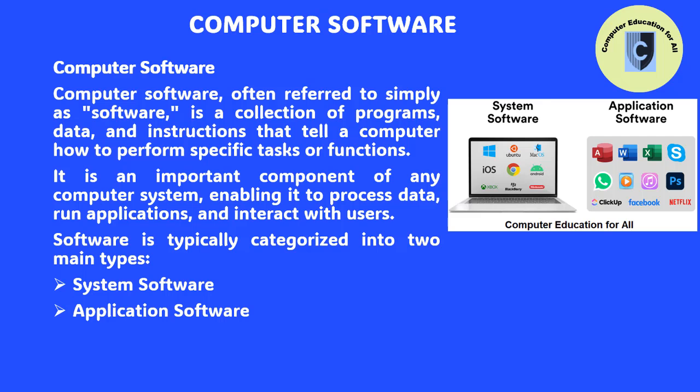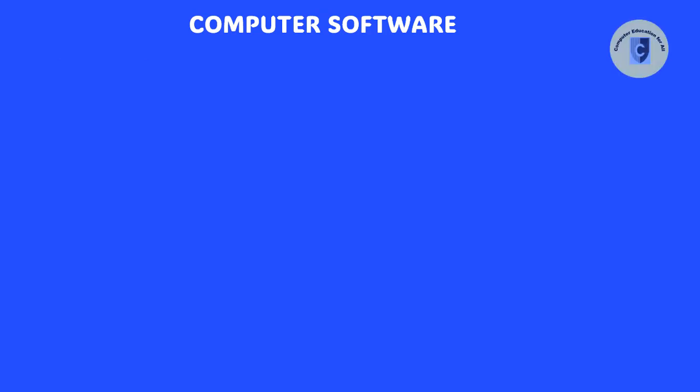Computer software can be classified into the following types: system software, application software. System software.